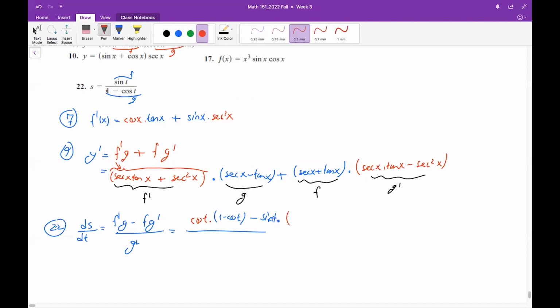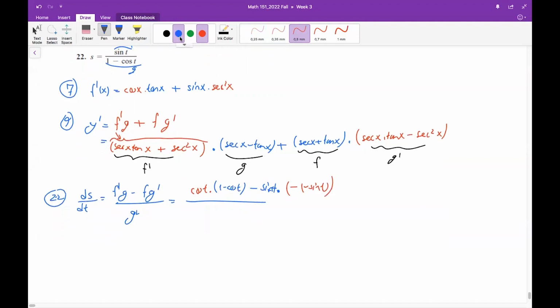What is it? The derivative of 1 is 0. Constants are gone while taking the derivative. And you have minus the derivative of the cosine function, which is minus sine t, like this. And then you need to divide this whole thing by the square of the denominator function. Okay, this gives you the result. I won't simplify anything so that you can see it more clearly as you study. Okay, I stop here.